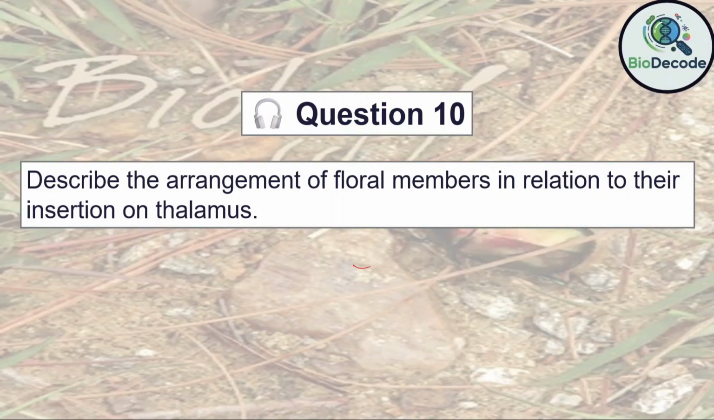Question 10. Describe the arrangement of floral members in relation to their insertion on thalamus. Answer. The floral members, including sepals, petals, stamens, and carpels, are inserted on the thalamus or floral receptacle. Second, in hypogynous flowers, the ovary is superior, and other parts arise below it, as in mustard.